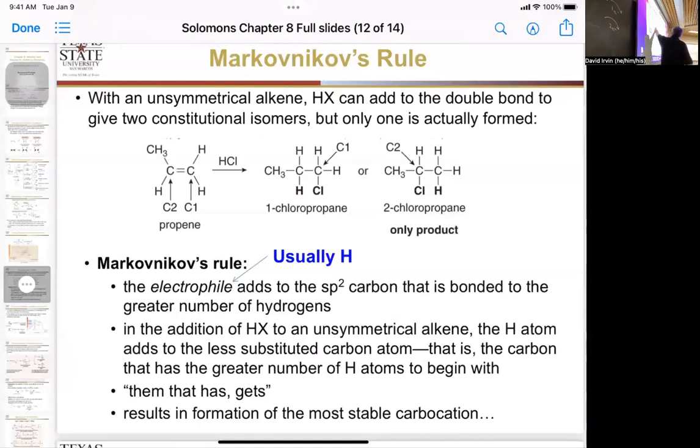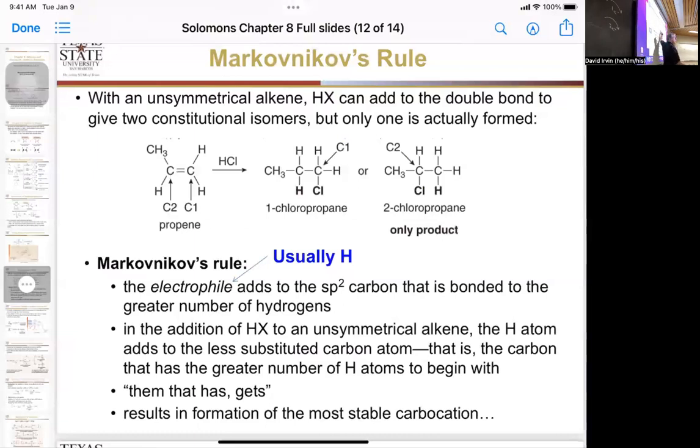So Markovnikov's rule says the electrophile, usually the hydrogen, at least in the hydrohalogenation, is going to go to the one with the more hydrogens on it. So in this case here, this is propene, okay? So are we going to go to carbon 1 or carbon 2? Carbon 1, because there are 2 hydrogens on carbon 1, there's only 1 hydrogen on carbon 2. Hydrogens can't stabilize a carbocation. Carbon can help stabilize.